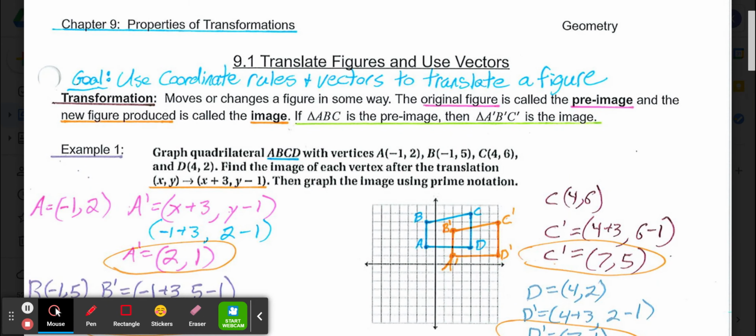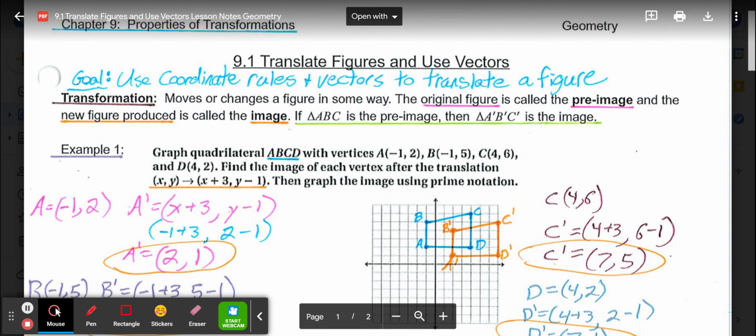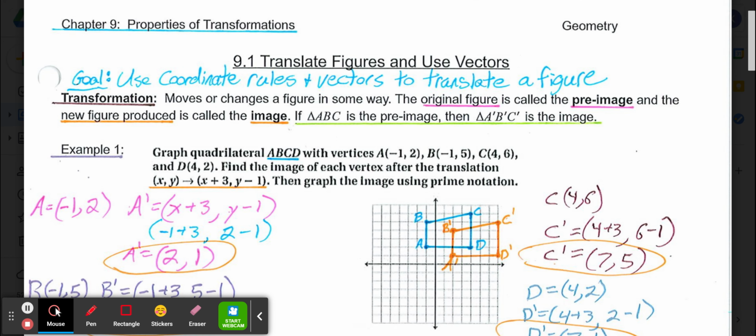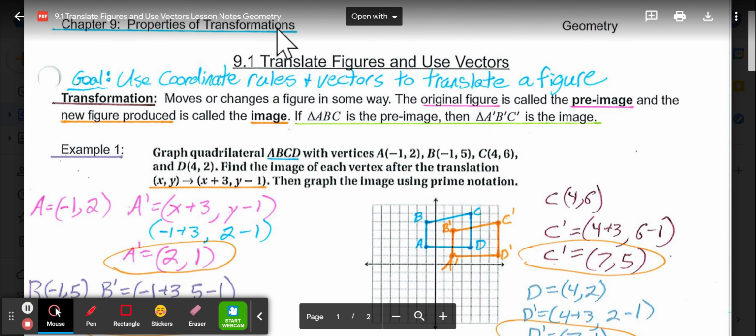Welcome to Lesson 9.1, Translate Figures and Use Vectors. Before we get into today's lesson, you want to realize that the majority of Chapter 9 relates to transformations and the properties of transformations. To begin with, we're going to look at the definition of a transformation.